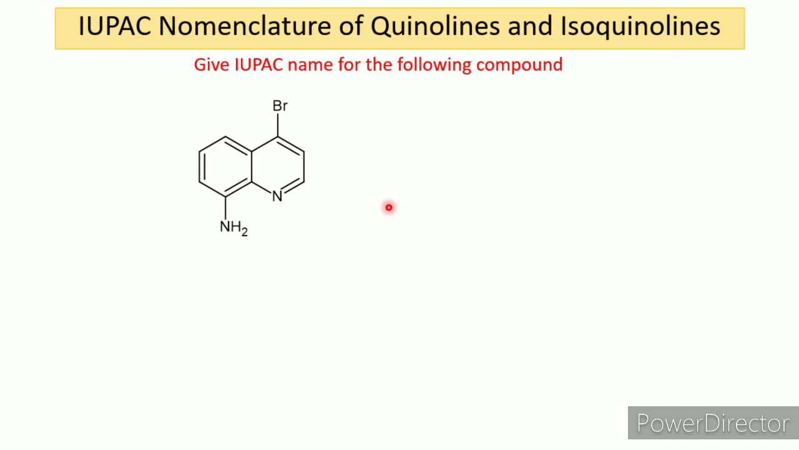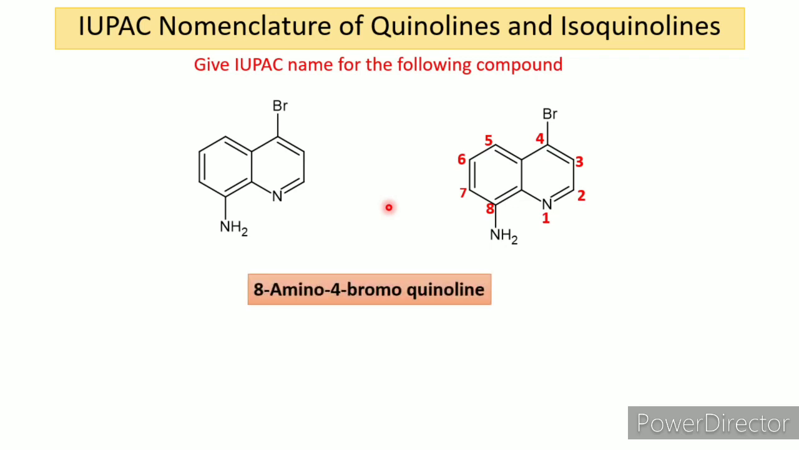Now this is one more example. Now you will easily number this compound. This is quinoline, and as you can see, bromo is at position 4 and amino group is at position 8. While naming, you have to follow alphabetical order first. This rule you have to follow. So 8-amino-4-bromoquinoline.